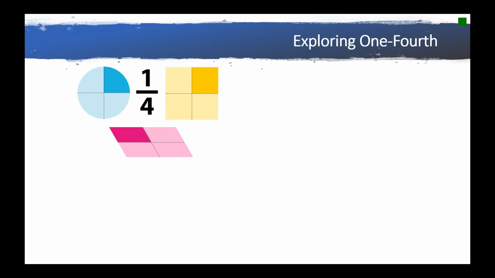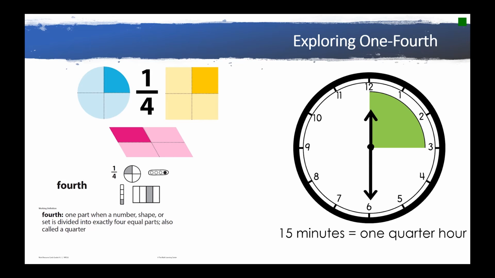1/4 is 1 part when a number, shape, or set is divided into exactly 4 parts. And 1/4 is also called a quarter. 1/4 of an hour, or 1/4 hour, is 15 minutes. And we can shade in 15 minutes, or a quarter of an hour, on an analog clock by coloring in the sections between the 12 and the 3.